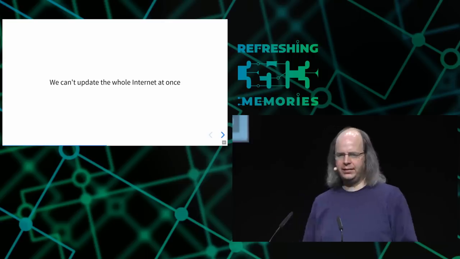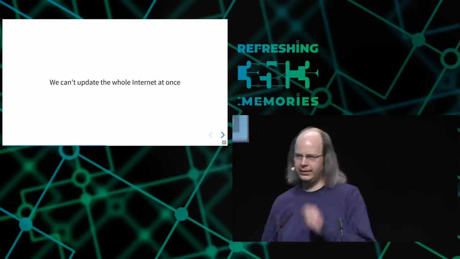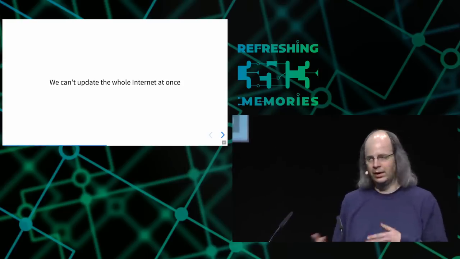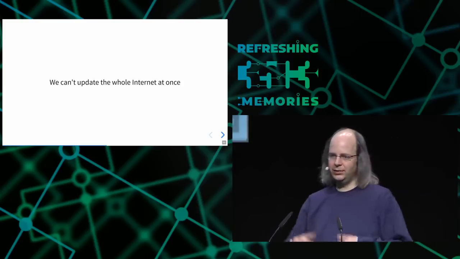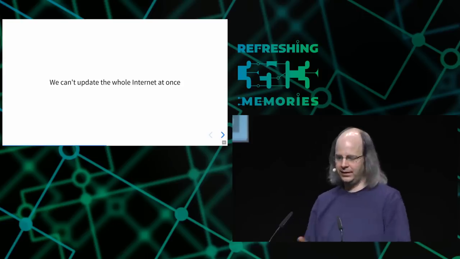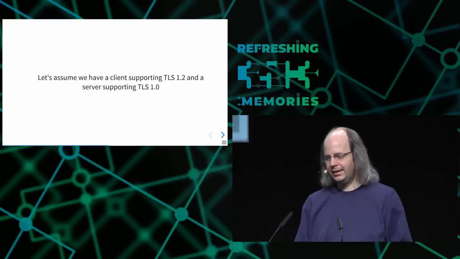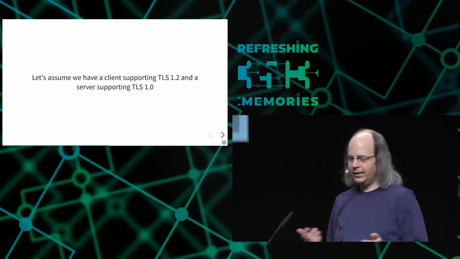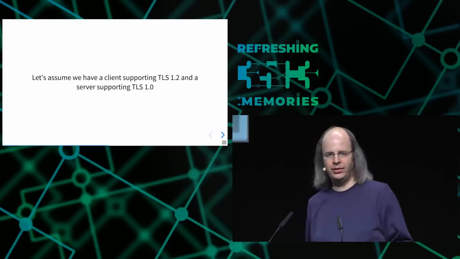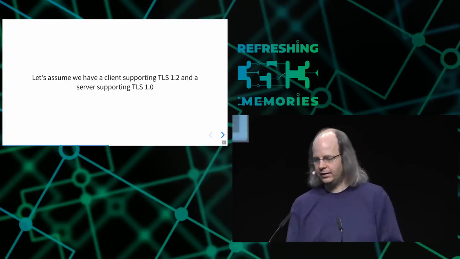Now, if we have a new TLS version, we cannot just tell everyone tomorrow we will use TLS 1.3 and everyone has to update, because we know many people won't. And so we somehow need to be able to deploy this new version and still be compatible with devices that only speak the old version. So let's assume we have a client that supports TLS 1.2, and we have a server that only supports TLS 1.0. How does that work?